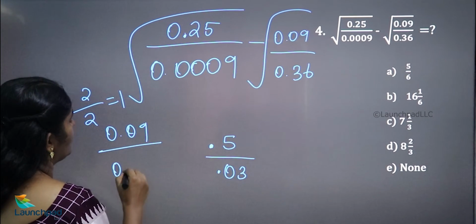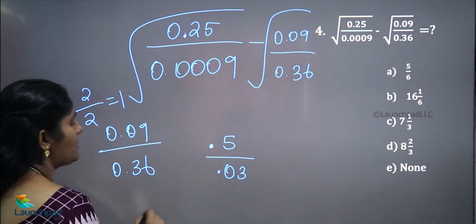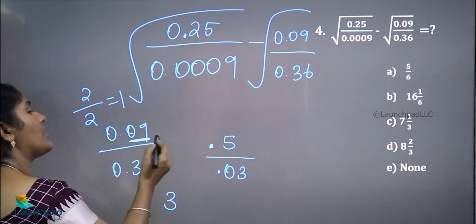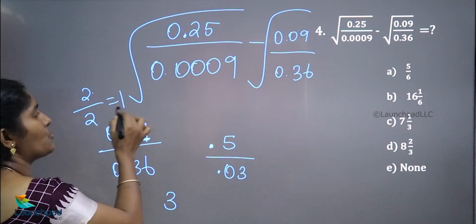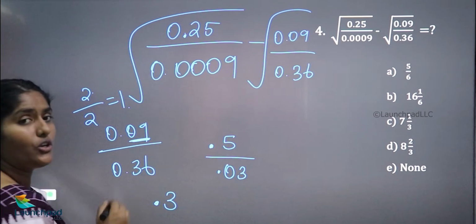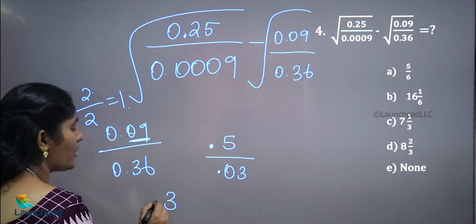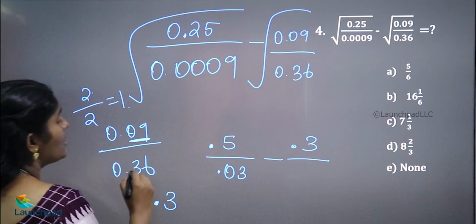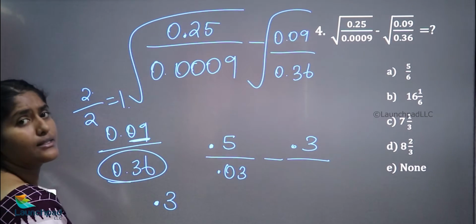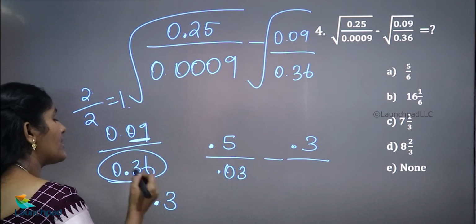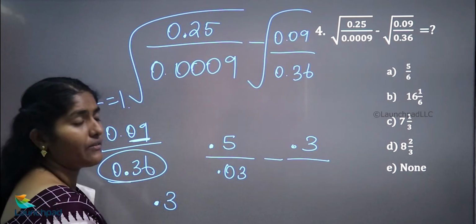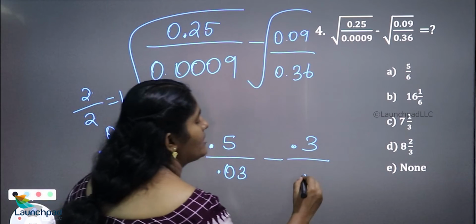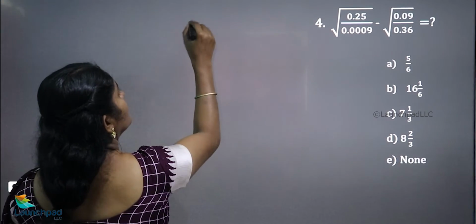Okay, now 0.09 divided by 0.36. What is the square root of 9? 3. How many digits are there? There are 2 digits. 2 divided by 2 means 1. We want to make 1 decimal place, that is 0.3. Divided by, what is the square root of 36? 6. How many digits are there? 1, 2. There are 2 decimal digits. 2 divided by 2 means 1. So 0.6.